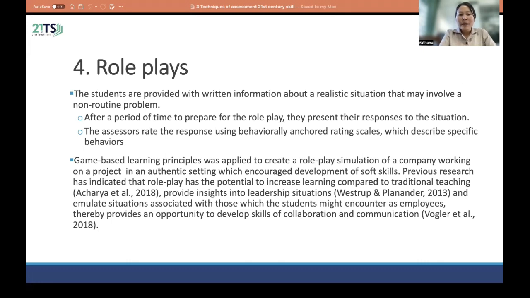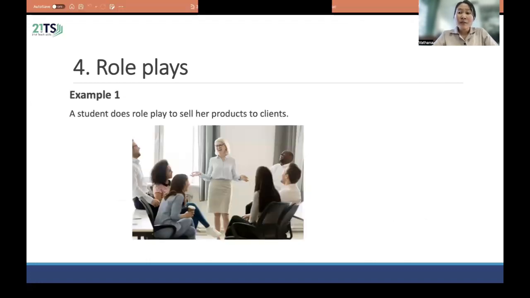Previous research has indicated that role play has the potential to enhance learning compared to traditional teaching, and provides insight into leadership situations and emulates situations which a student may encounter as an employee, thereby providing an opportunity to develop skills of collaboration and communication. So what kind of activity can you use in a role play to test your students and improve their ability?